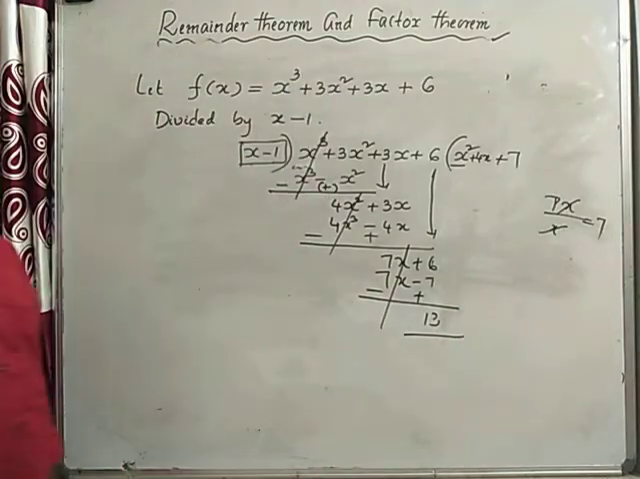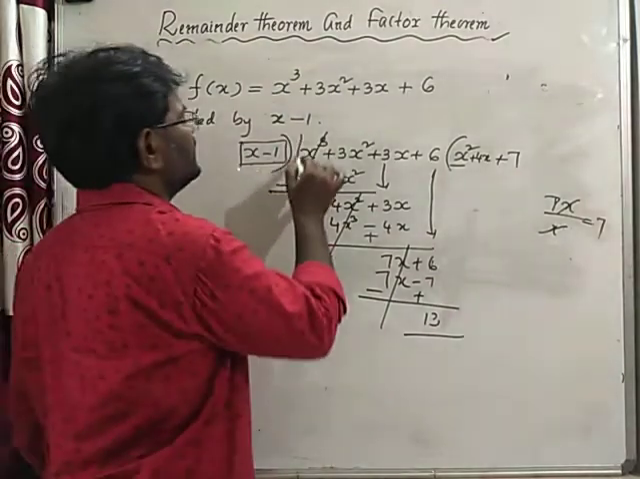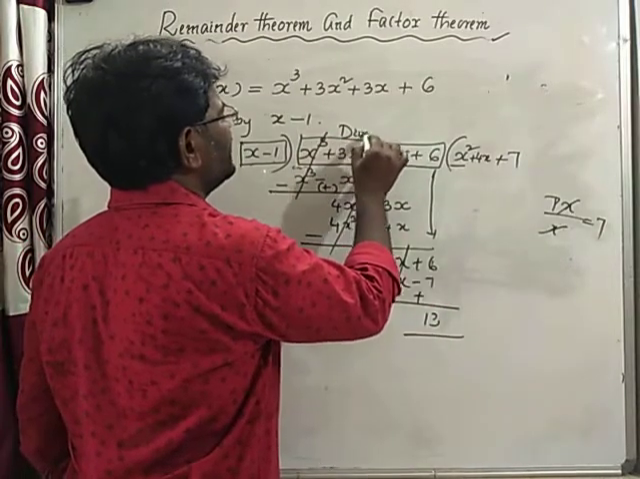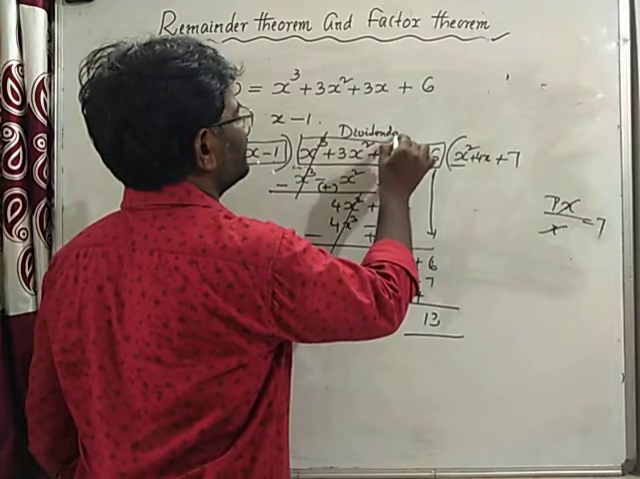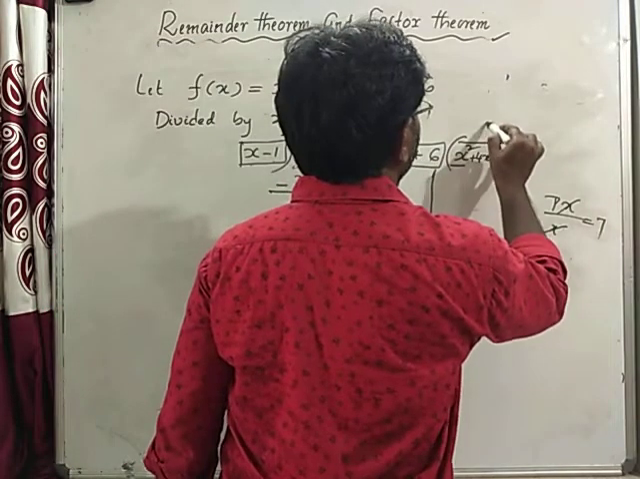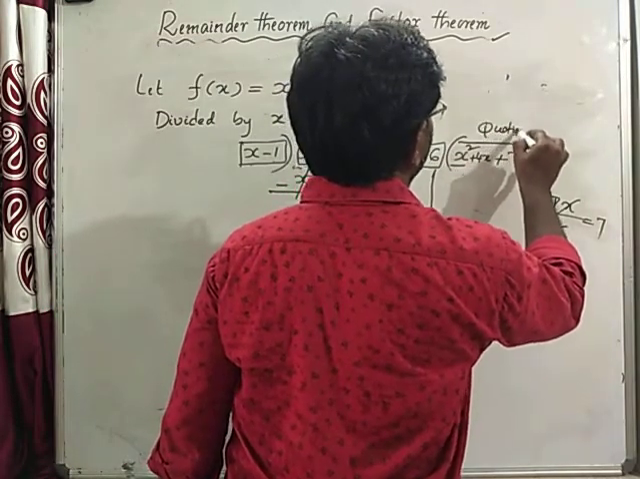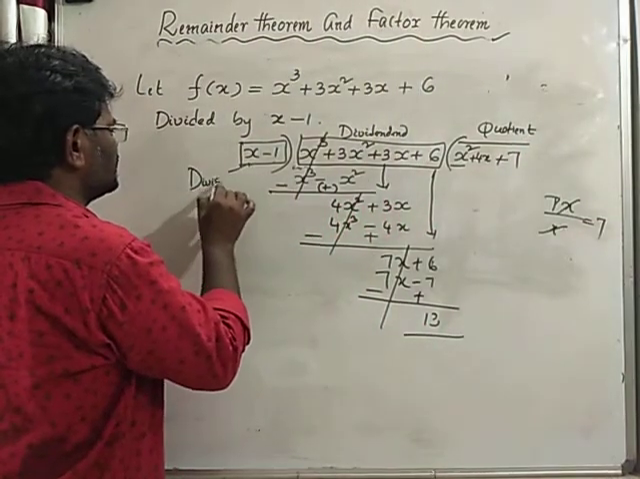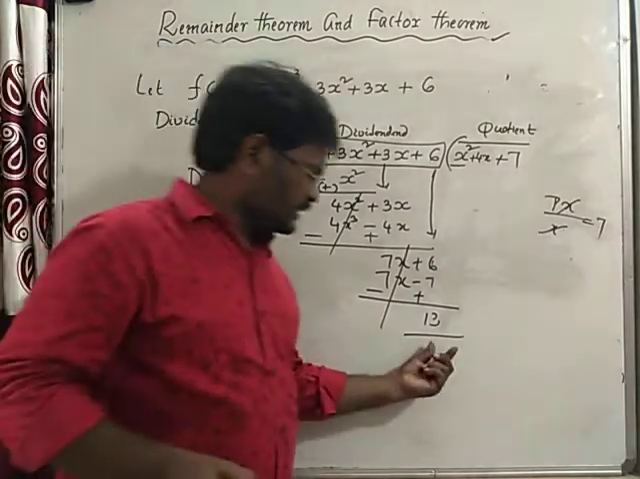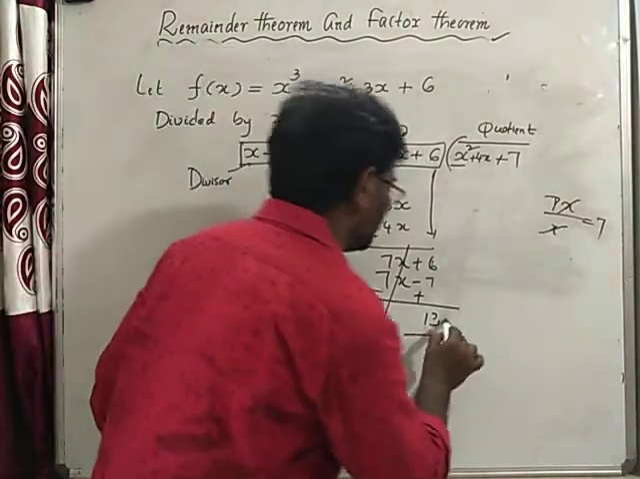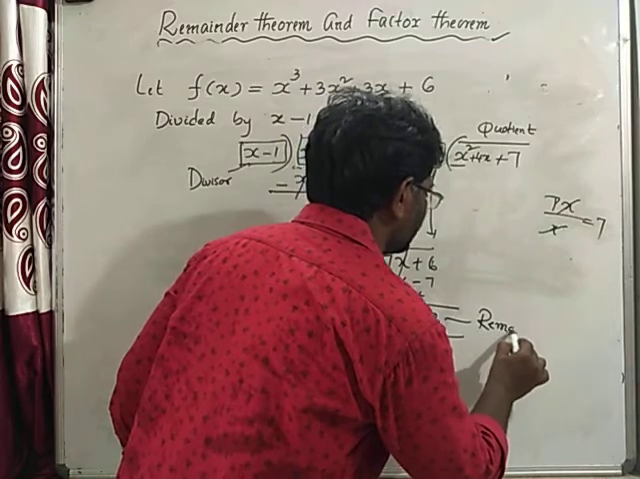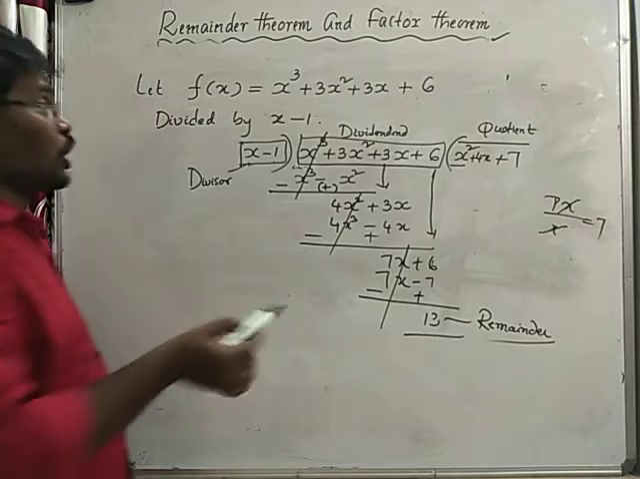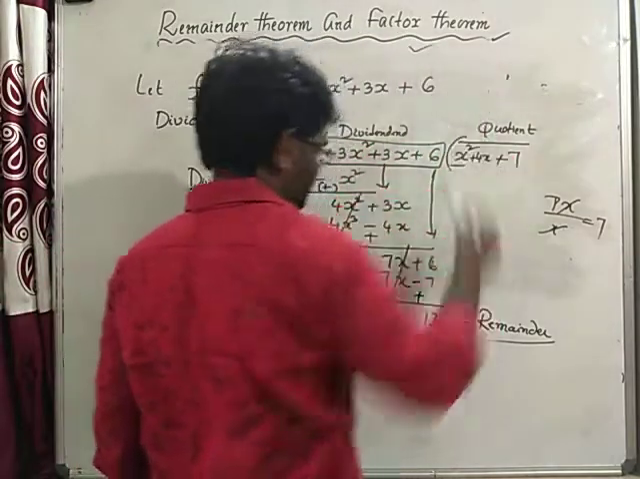Now observe that in general division, this is called dividend. This is called quotient. This is called divisor. And last but not least, this is called remainder. Now we are going to discuss our topic: remainder theorem and factor theorem.